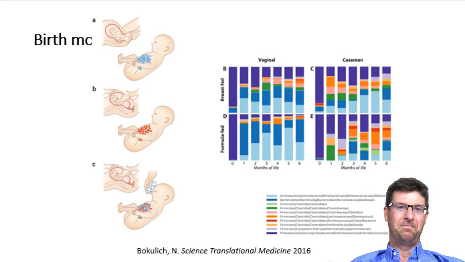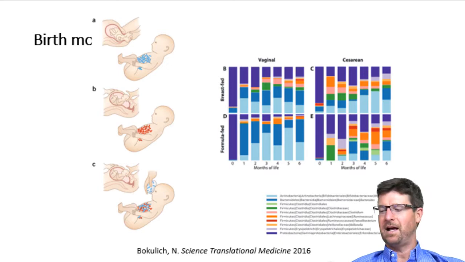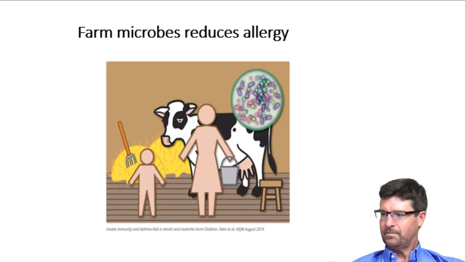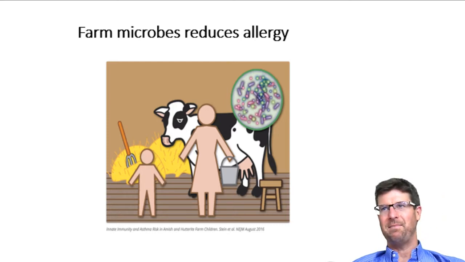So this research, which again was spearheaded out of New York University, is interesting, and they'll follow these kids over the long term to find out whether they actually do better overall. All right, so if you're a baby, it's good not to be exposed to antibiotics. It's good to be breastfed. It's good to be born vaginally.